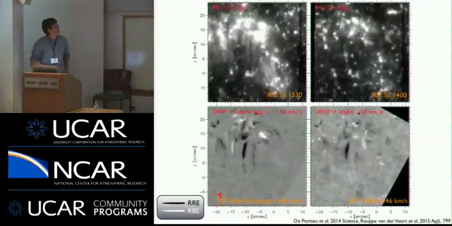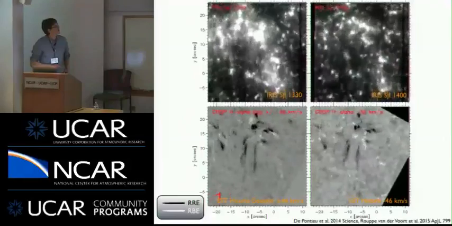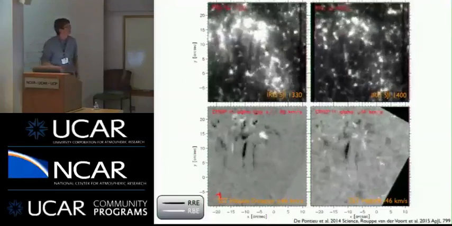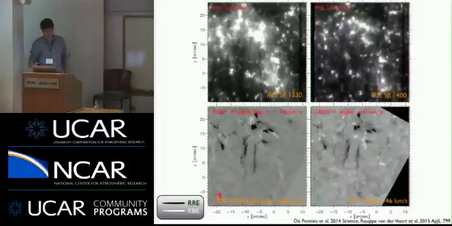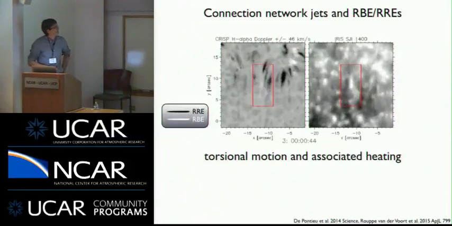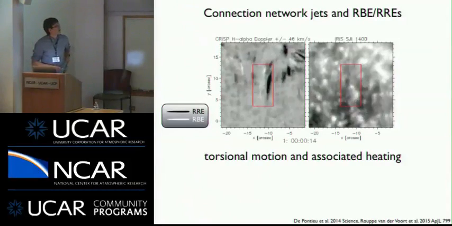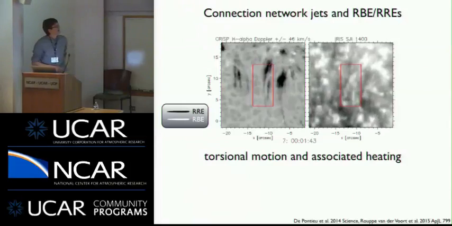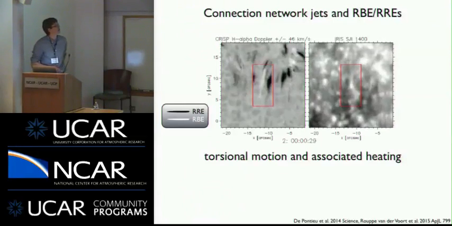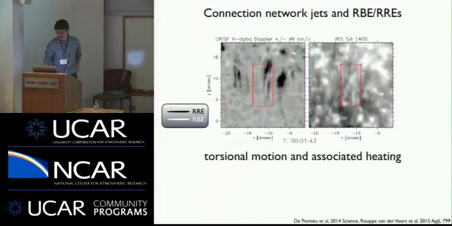So one particular example of a jet here that is associated with a change from redshift to blueshift in this region here. And this is another example. And we can observe for many regions an effect of the torsional motion, so a change from blueshift to redshift, or the other way around, and the associated heating in this slit-jaw data.